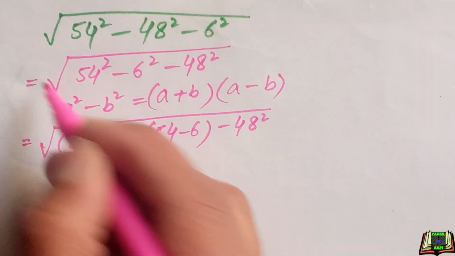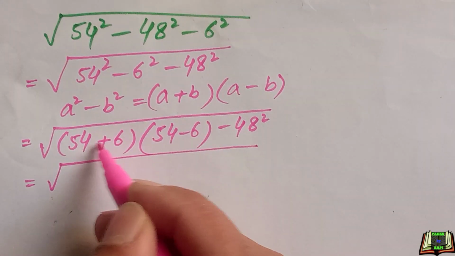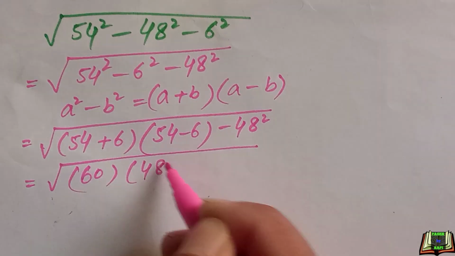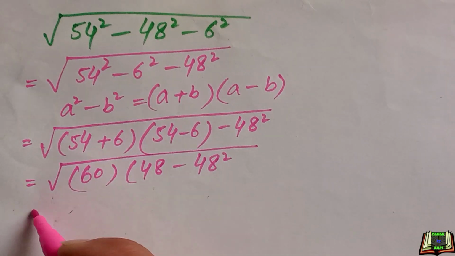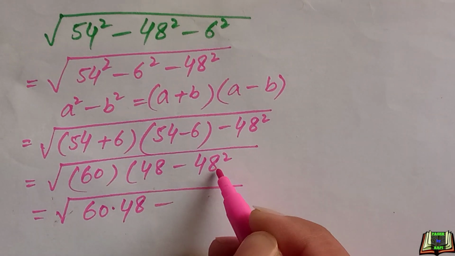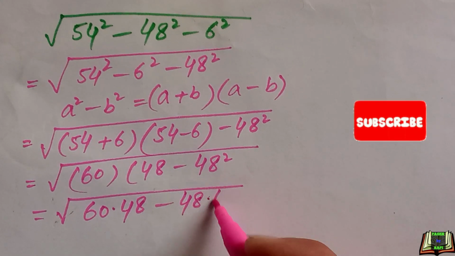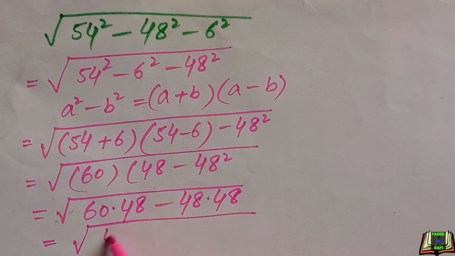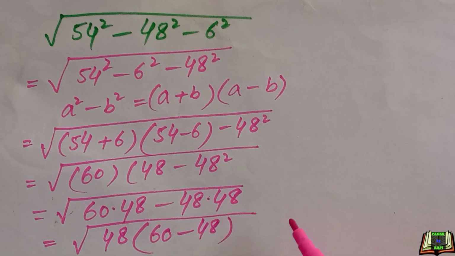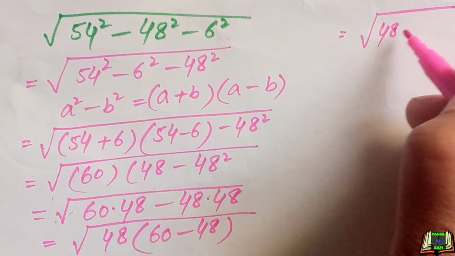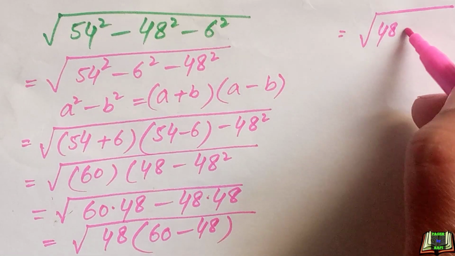Now this 54 plus 6 is 60. 54 minus 6 is 48, minus 48 squared. 60 times 48, and this 48 squared can be written as 48 times 48. We can factor out 48 from these two terms, and inside the bracket we have 60 minus 48. This is equal to square root of 48, and 60 minus 48 is equal to 12.